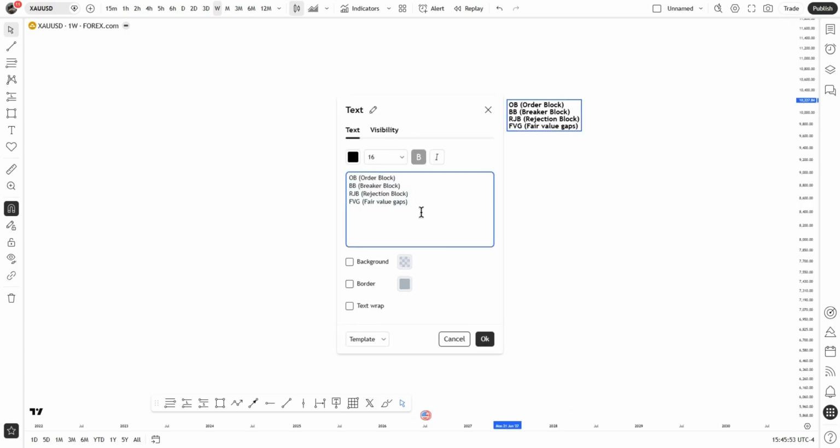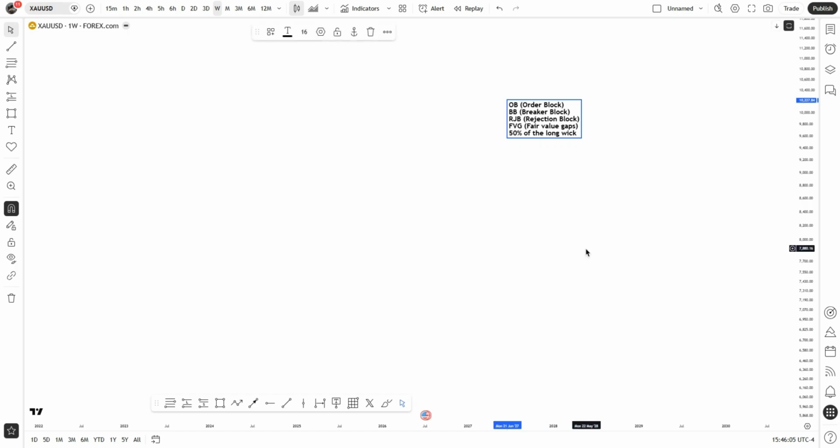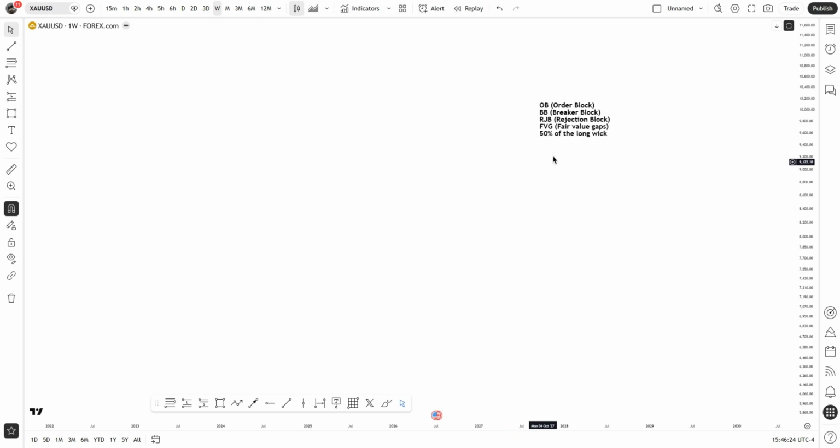And one more key level, the 50% of the long wick. This is also a key level because everyone knows about the 50% of the order block, the 50% of the breaker block, the 50% of the fair value gap, and the 50% of any other pattern. But no one talks about the 50% of the long wick. This is also a gap that the market never leaves unfilled.